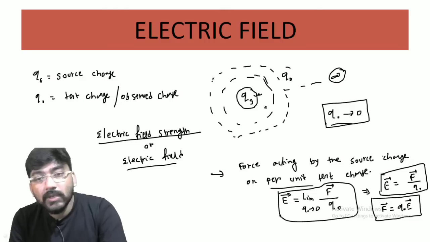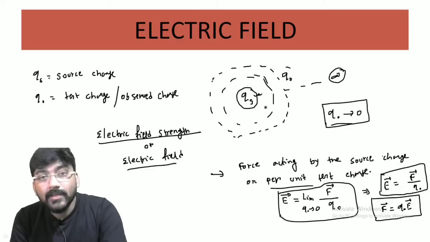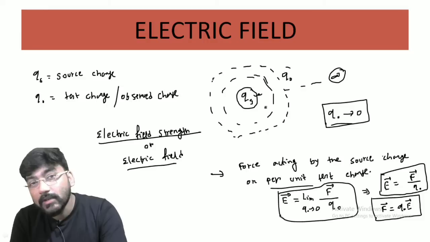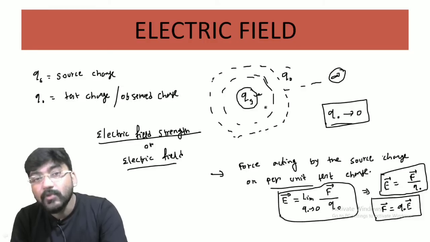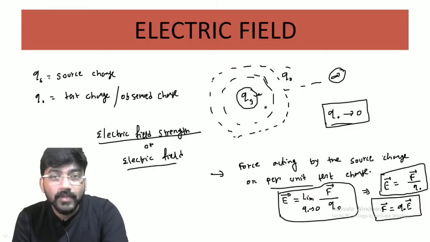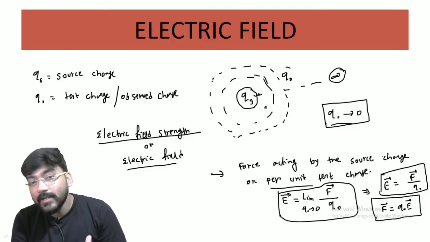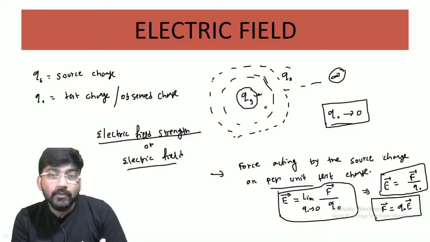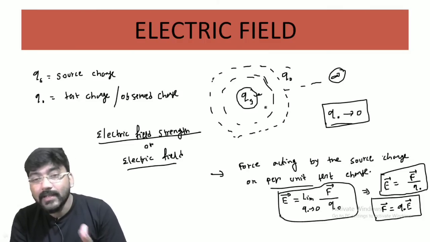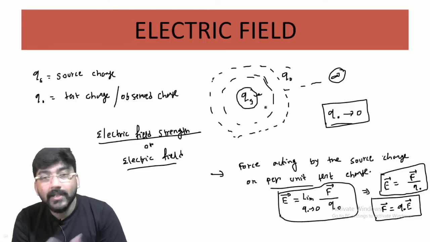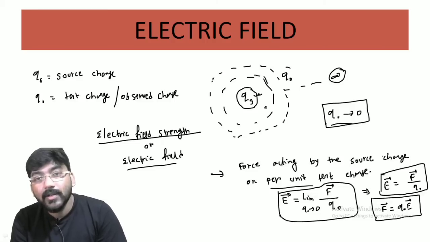So sometimes this QS may be a point charge, QS may be an extended charge, QS may be in the form of a ring, QS may be in the form of a disk, QS may be distributed over the surface of a sphere, or throughout the volume of a sphere. So due to the geometrical shape over which QS is distributed, the electric field in this region of space will be different. The mathematical expression of the electric field will be different. But the main definition will be E is equal to F by Q0.